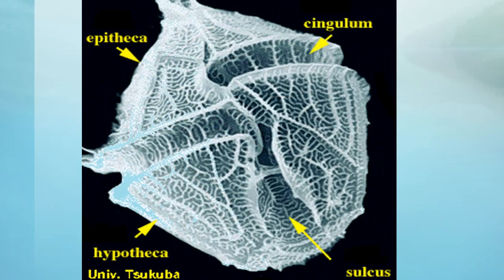This is just the cell wall that you can see right here. So the sulcus right here would be where the flagellum would come out, the one that's giving it motility. And then this right here is that groove where the second flagellum is kind of spun around in there. Pretty cool looking.